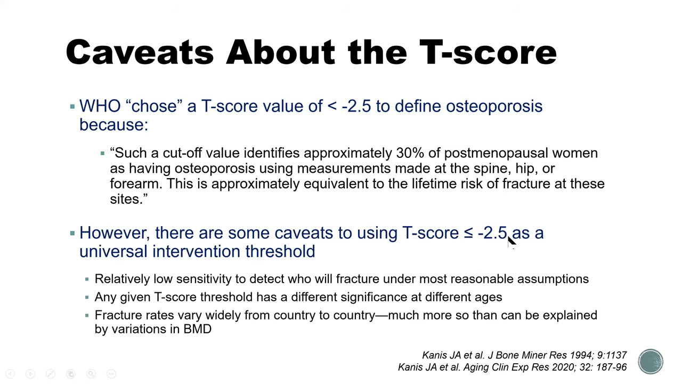But to use it, there are some caveats, because it doesn't detect everyone who will fracture. People do fracture when they're osteopenic. The fracture risk at a given T-score is different at different ages. I'll show you a graph on that. And of course, fracture rates vary from country to country. You have more fractures in the West compared to, for example, Asia, but we're still using the same T-score. So it is difficult to say for sure that minus 2.5 definitely means that you will fracture.